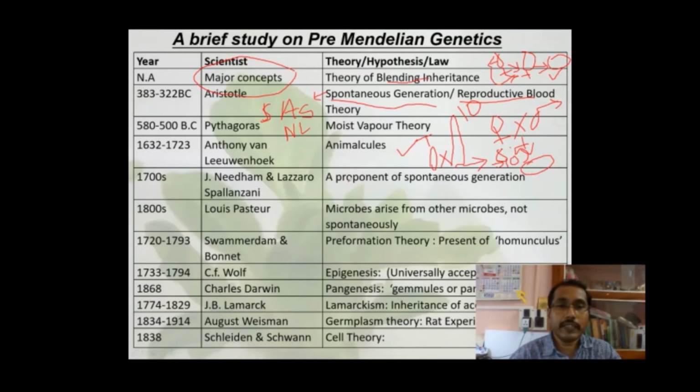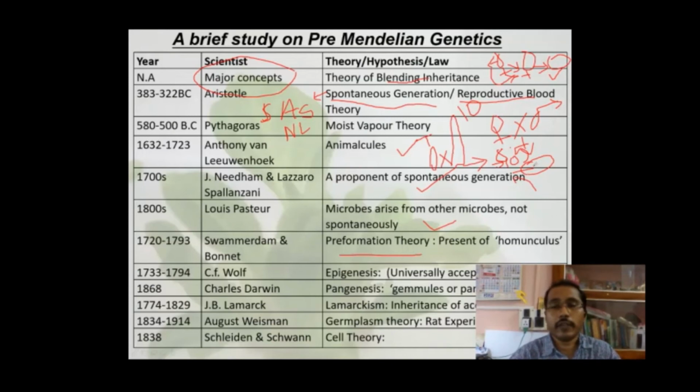After that, Needham and Spallanzani also gave the spontaneous generation theory. They are the proponents of spontaneous generation. Okay. After that, Louis Pasteur gave another theory: microbes arise from microbes, not spontaneously. He totally rejected that earlier spontaneous generation theory. After this, the pre-formation theory.